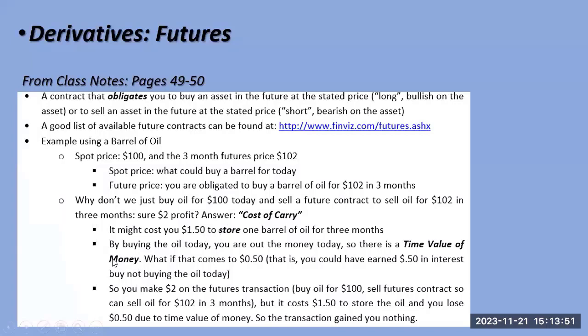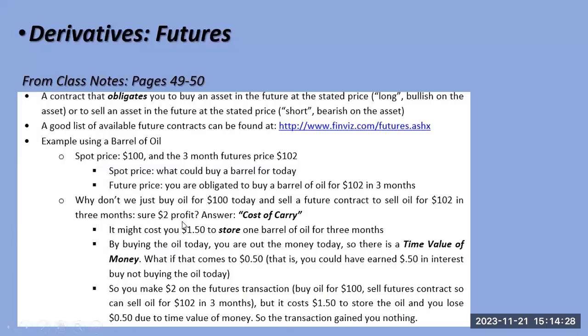The other is time value of money, because if you buy the oil today for $100, you're out that $100. You're losing interest. If you do the futures, remember that's zero. You don't have to pay anything. So if you do a futures on the S&P 500, the only cost of carry should be the time value of money. You could buy $1 million of S&P today, or you promise to buy the S&P in the future. The only difference in those two should be that time value of money. If it's not, you can set up an arbitrage trade and make a lot of money. So cost of carry should be the only difference.